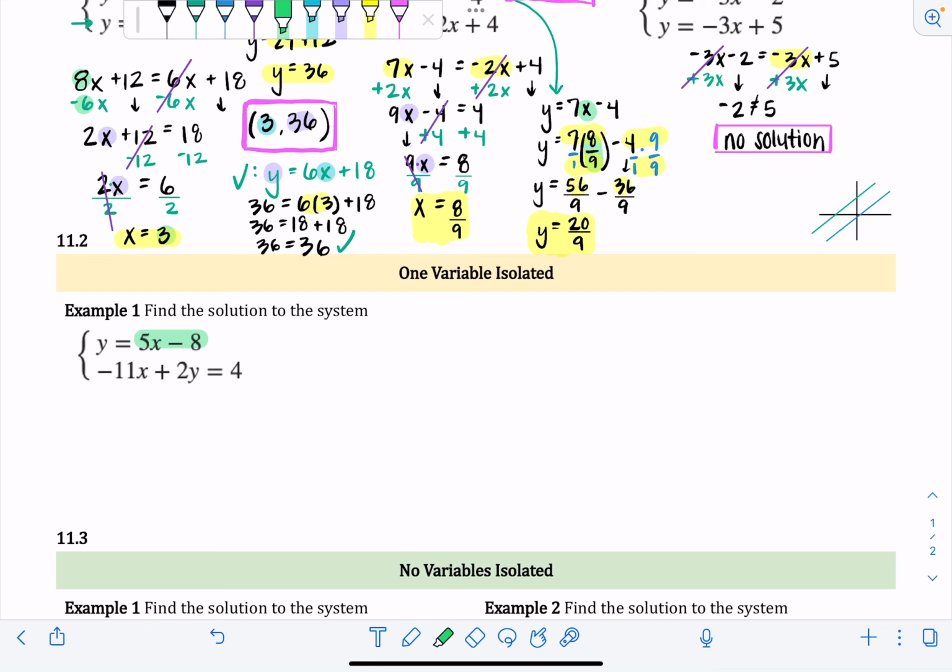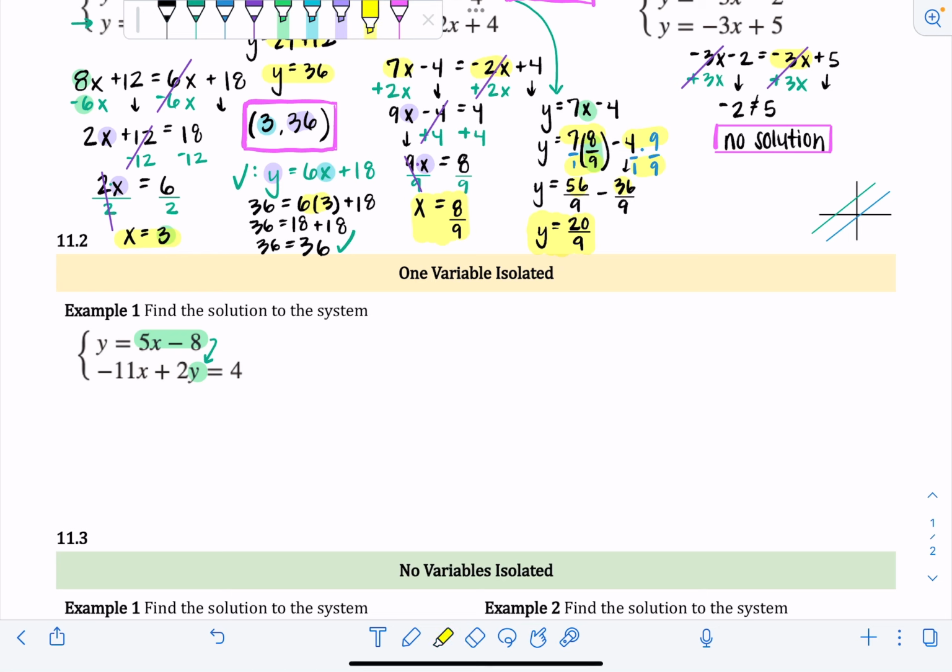So if I'm saying that 5x minus 8 is equal to y, I can just take it and put it into the second equation where y is, because it's equal to y. So why not? They have the same amount, the same value. Okay, so that's what we'll do.